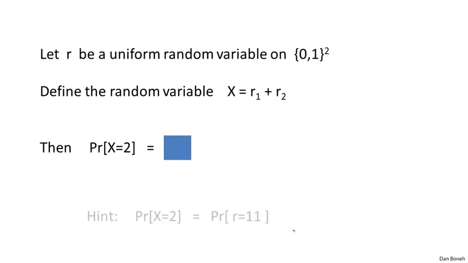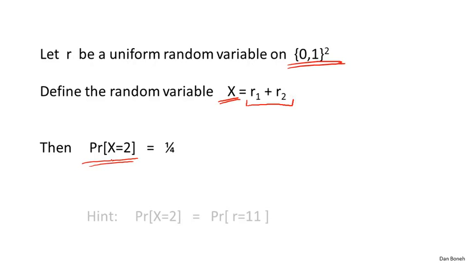Suppose we have a uniform random variable over 2-bit strings, so over the set 00, 01, 10, and 11. And now let's define a new random variable X to basically sum the first and second bits of R. That is, X simply is the sum of r1 and r2, the first and second bits of R, treating those bits as integers. So for example, if R happens to be 00, then X will be 0 plus 0, which is 0. So let me ask you, what is the probability that X is equal to 2?